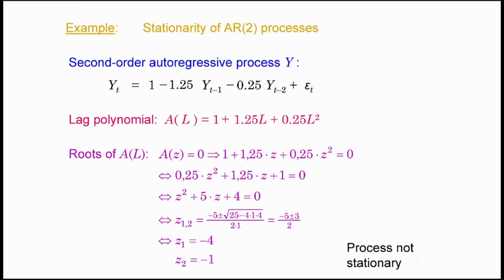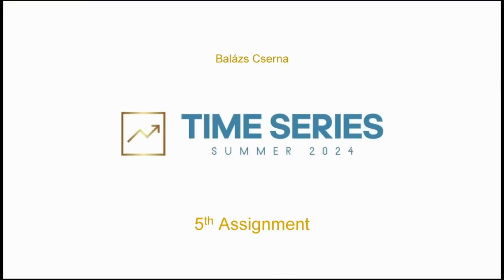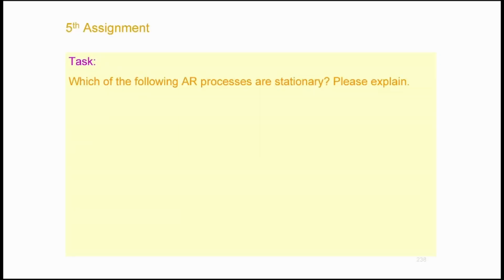Actually, there are programs if you're struggling with how to find the roots. You can implement that if you like. So if you're struggling with the functions, just try to implement those. The fifth assignment is going to be about that. I will give you AR processes. Let's say this is going to be the first one, and then you would need to establish whether the process is stationary. Please explain why.